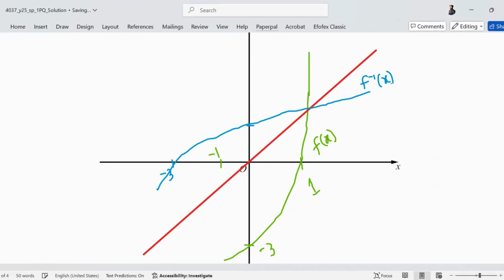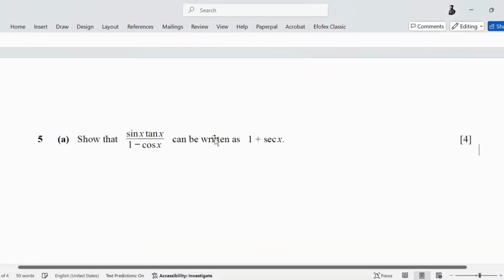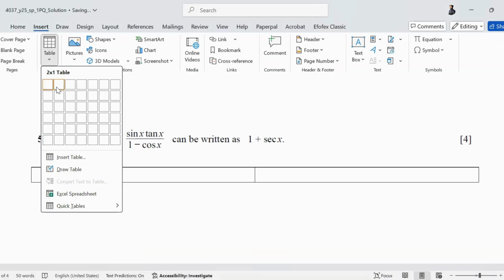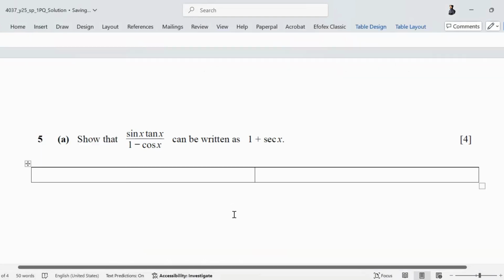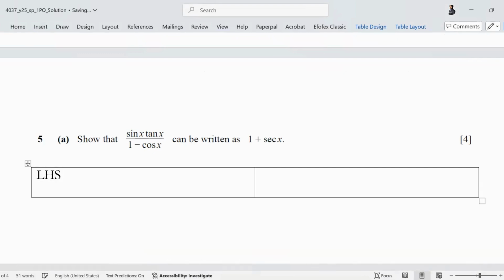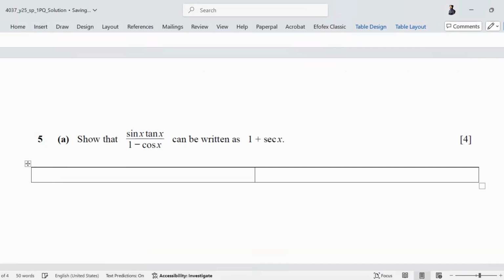Moving on to the next question. So question number 5: show that sin x tan x upon 1 minus cos x is 1 plus sec x. Now, starting with the left hand side, not necessarily, it's not a rule, but it appears so. Not for the left hand side, because it's not an inequality. I just have to write this as 1 plus sec x.